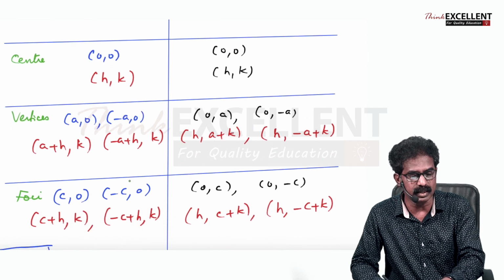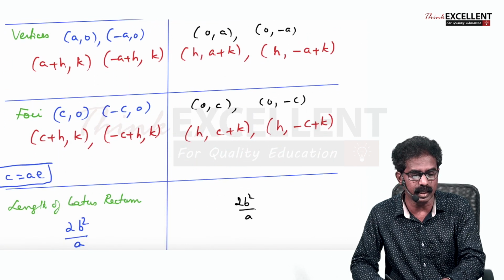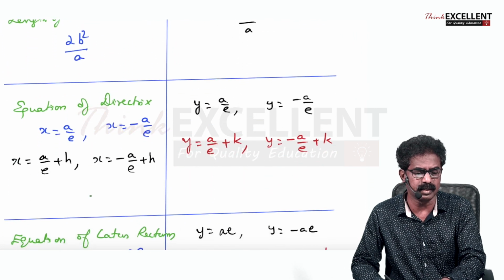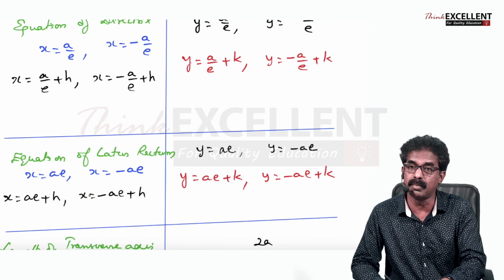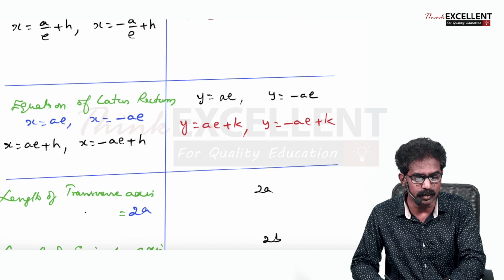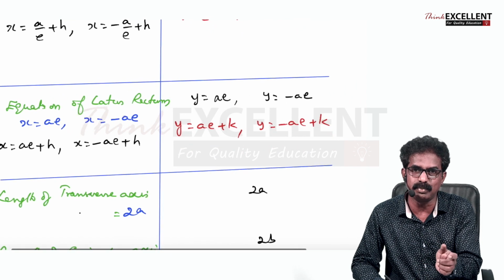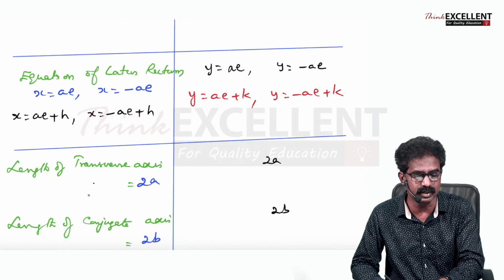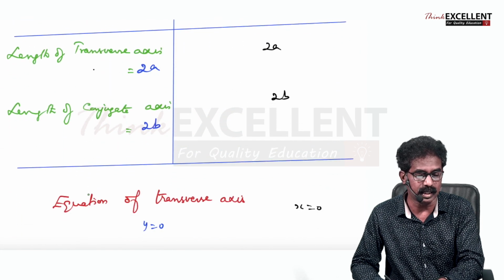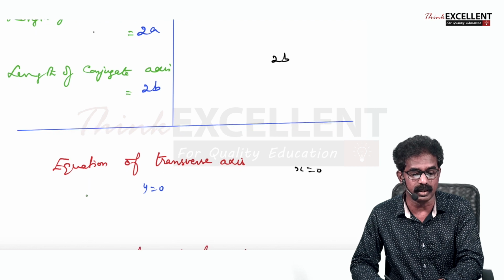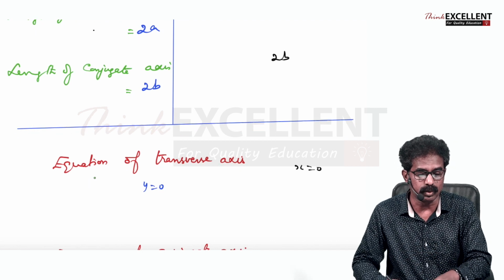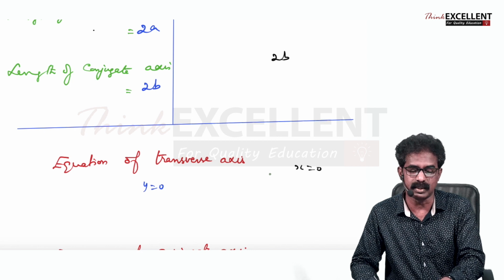Vertices, same results. Focus, same result. C equal to a. Length of the latus rectum, same result. Equation of directrix, same result. Equation of latus rectum, same result only. Length here, only one change. Length remains same, only the name changes, right? Instead of major axis, we say transverse axis. Length of the transverse axis, length of the conjugate axis, and the equation. For the first type, the transverse axis is x-axis, so the equation is y equals 0. For the second type, x equals 0, and so on.